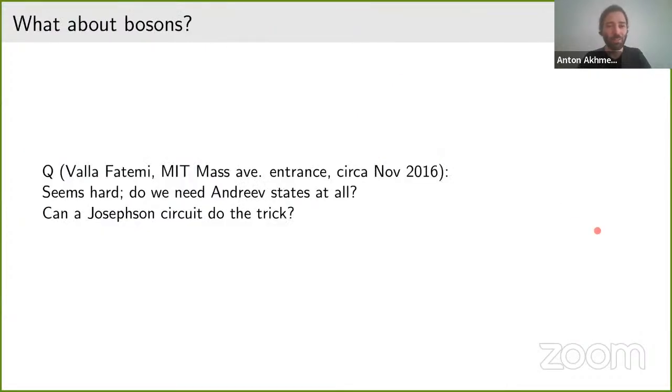Now, shortly after that paper was published, my friend and colleague Vala Fatemi, and I remember this conversation rather clearly. I was visiting MIT, and we were walking for lunch, and he said, "Hey Anton, do you think we could make such a junction, but without Andreev states? Can we perhaps use Josephson circuits?" And to me, this perspective was quite surprising, because obviously fermions are necessary because we are, of course, working with the Andreev states. But it was, of course, the correct idea. So let me explain how it works.